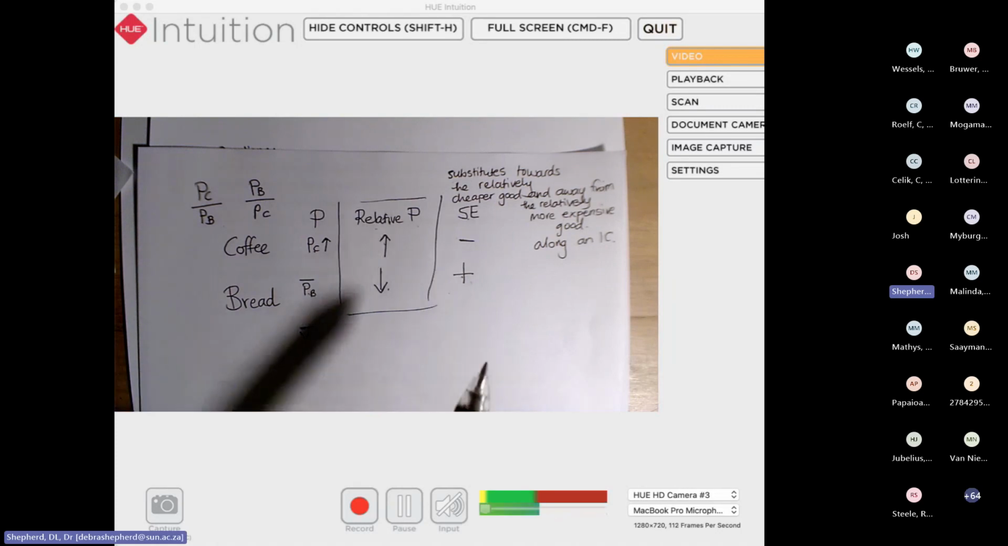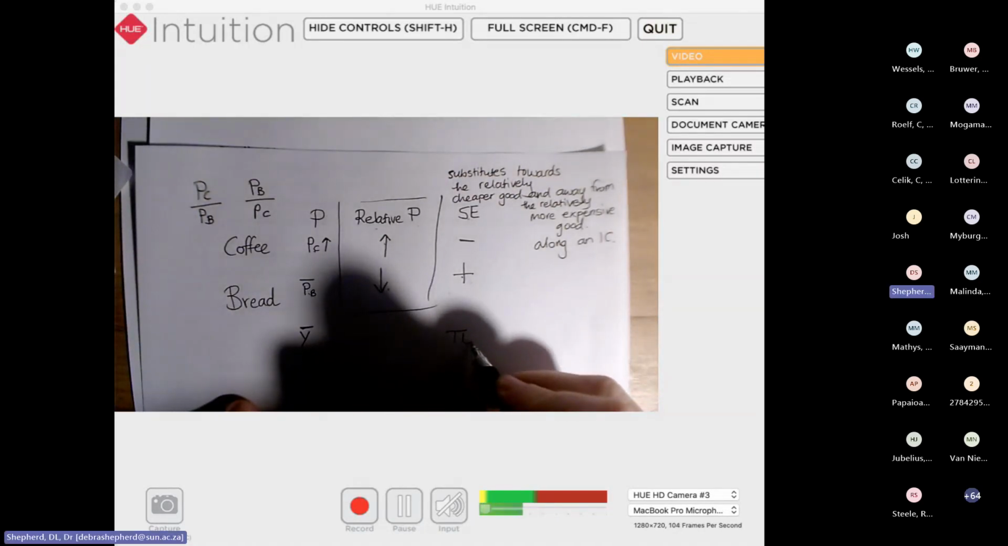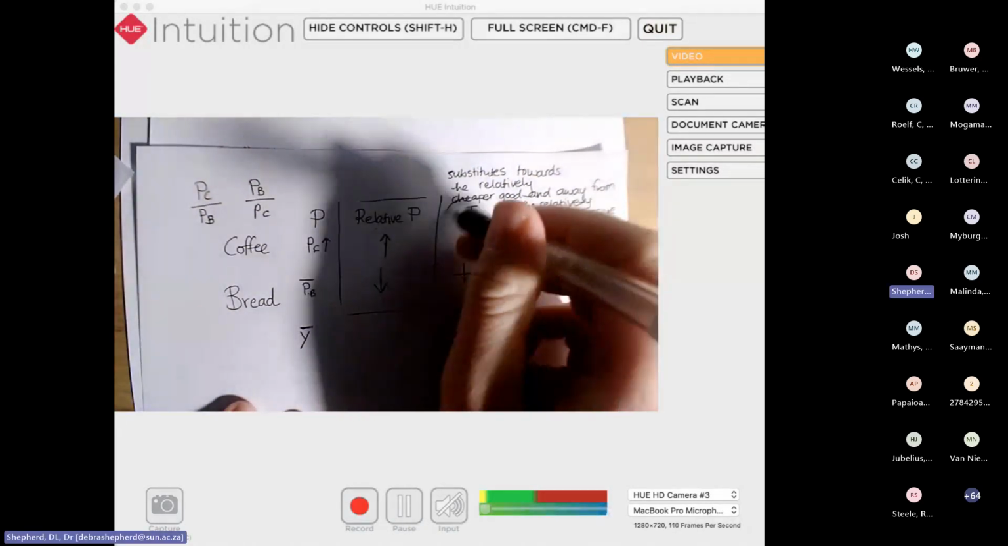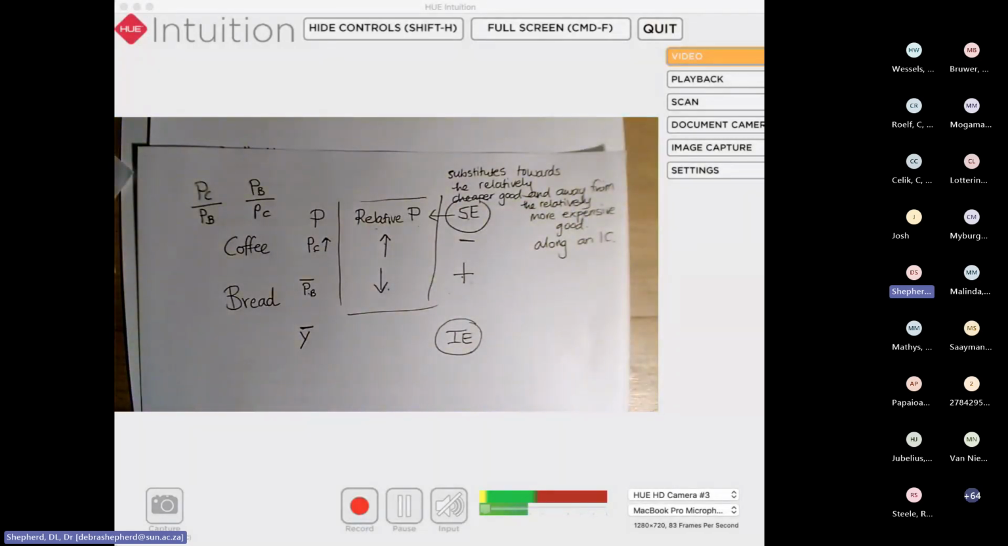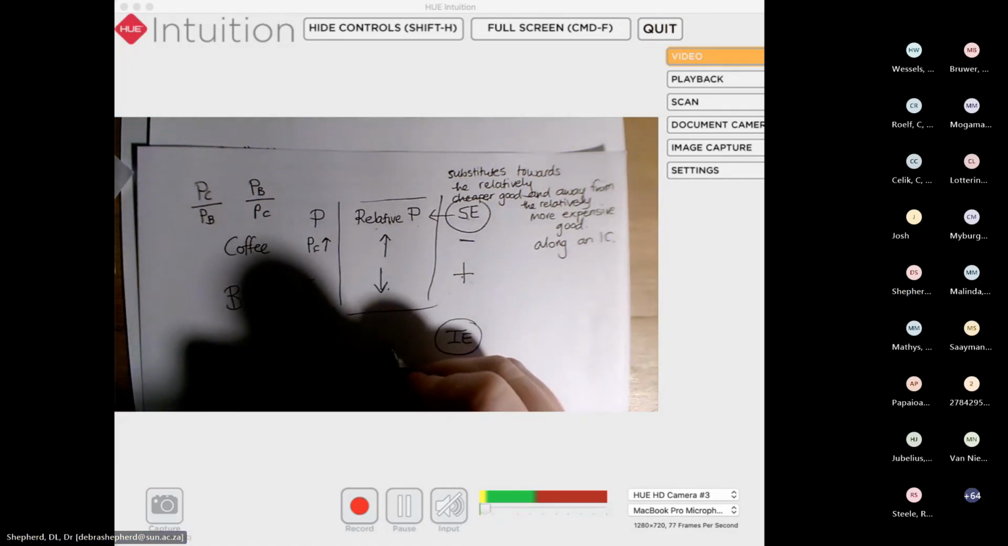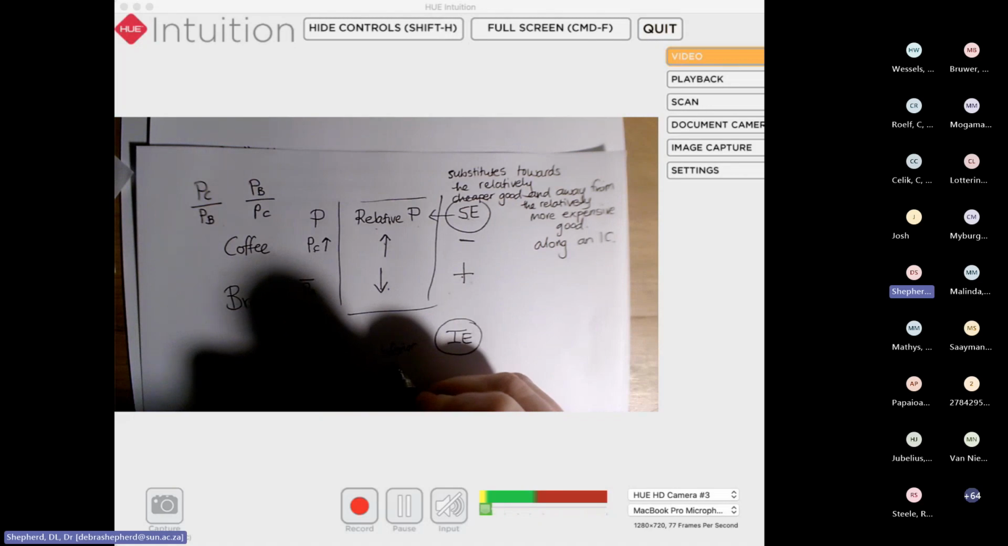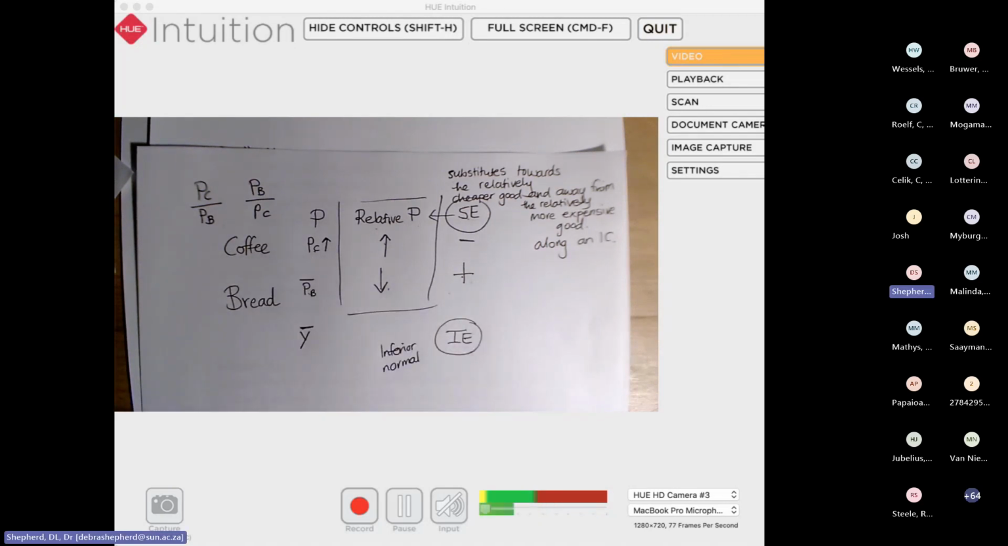Cool. So this is the substitution effect. How do we identify the income effect? So the substitution effect has to do with relative prices. The income effect has to do with whether a good is inferior or normal. So someone answered this question in the chat. Someone asked, what is the difference between a normal good and an inferior good? The answer that was given in the chat is that for normal goods, consumption increases when income increases, and for inferior goods, consumption decreases when income increases.